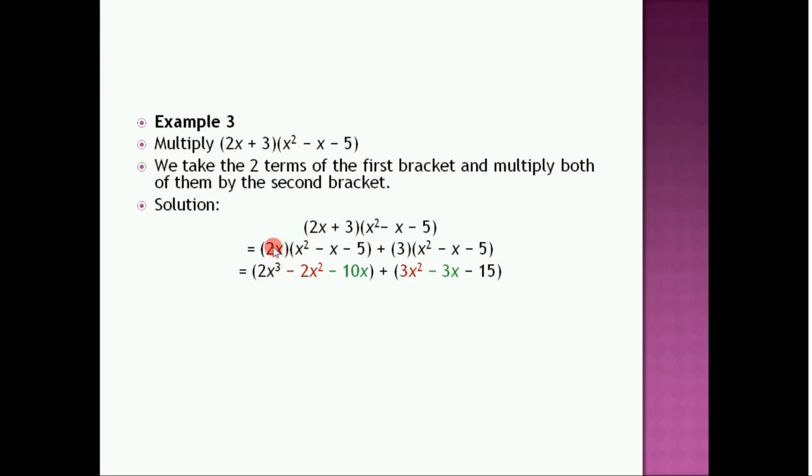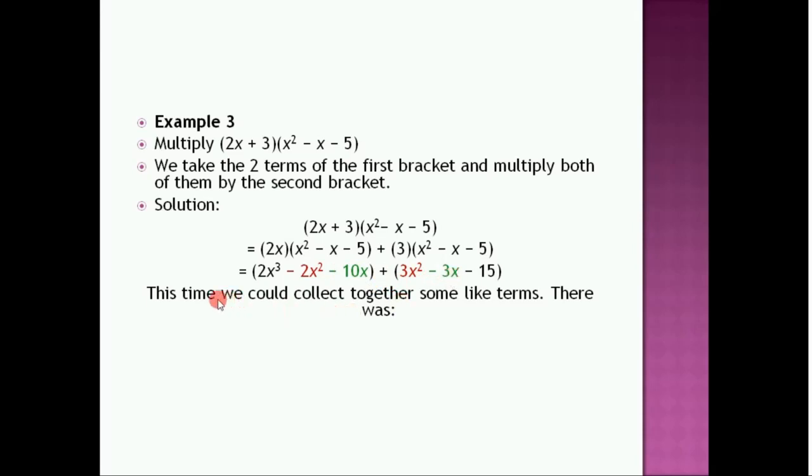When I multiply 2x with minus x, it becomes minus 2x squared. And then 2x with minus 5 is minus 10x. Same here, that is 3x squared, then minus 3x and minus 15. Here you can see minus 2x squared in red and 3x squared in red. There is a reason behind it. And minus 10x and minus 3x are in another matching color.